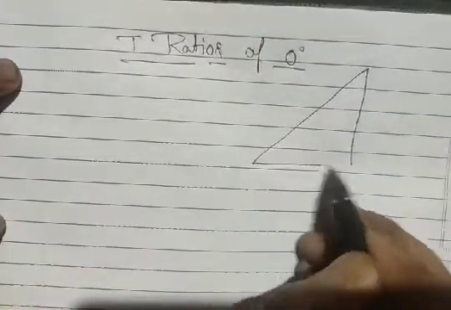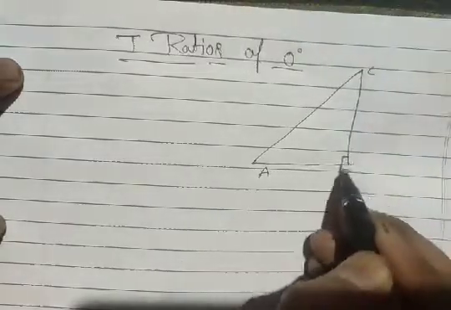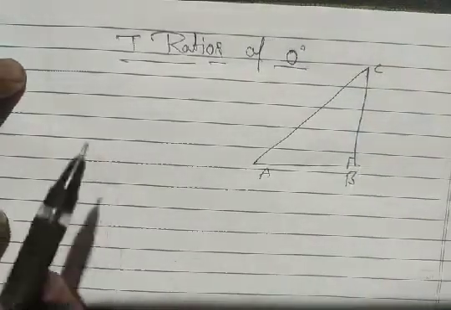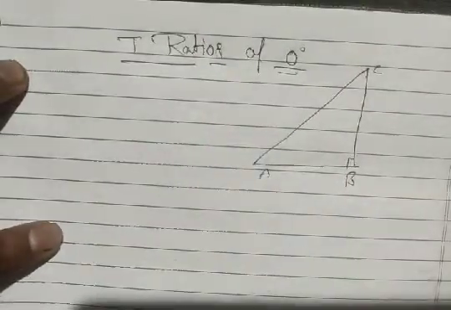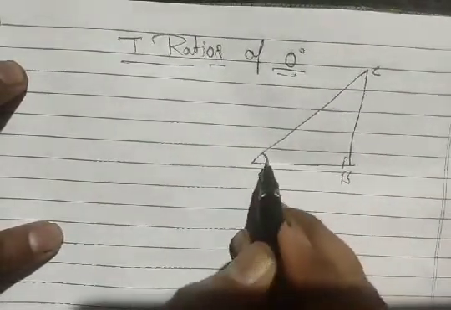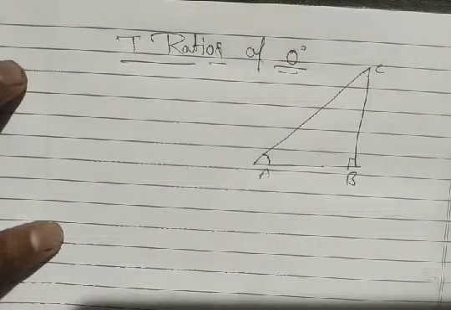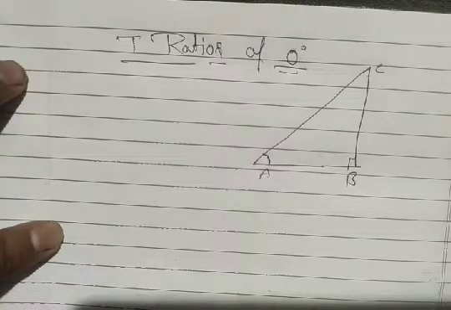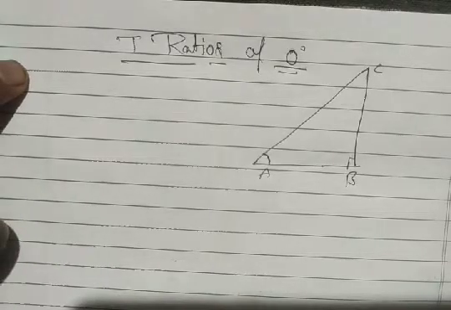We take a right angle triangle ABC, right angle at B. Now we have to find the T ratios of 0 degree. This is our angle A. Now we make angle A smaller and smaller in triangle ABC till it becomes very close to 0 degree. Understand what I want to say?